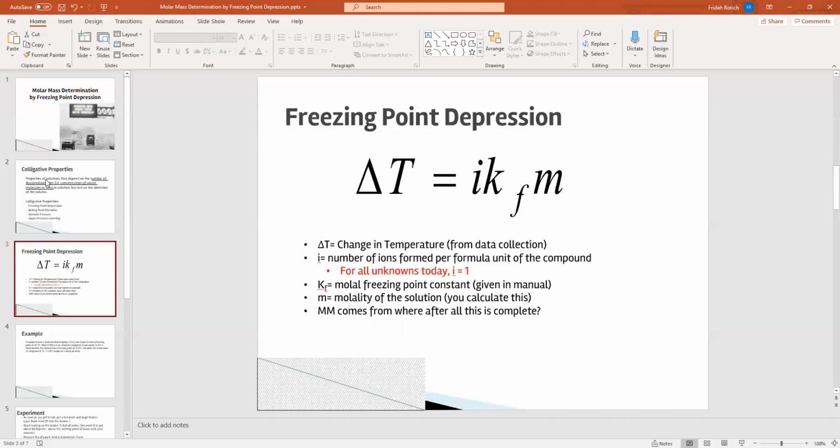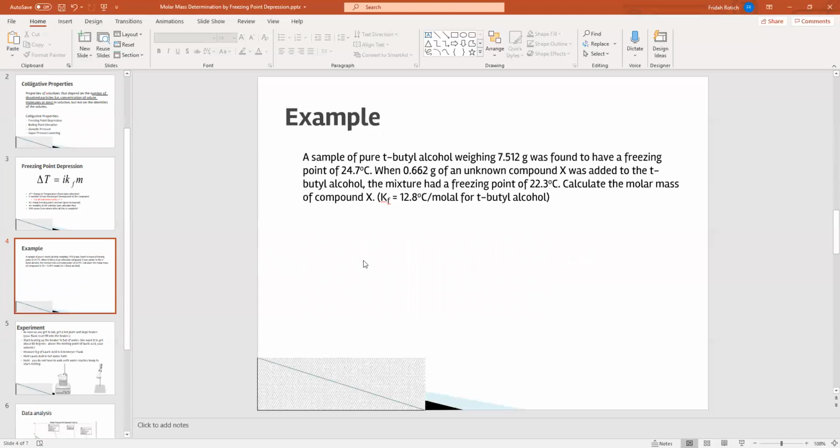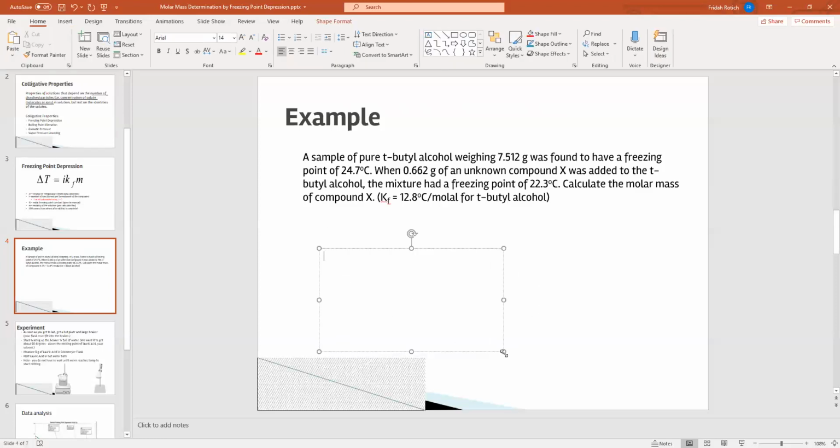And molality is defined as the number of moles of solute divided by the amount of solvent in kilograms. So the units of solvent need to be in kilograms. Don't worry about this. We'll walk through an example just to show you how to get to the molecular mass starting at just the change in temperature and the molar freezing point constant. So let's walk through this example together. And I'm just going to insert this text box so that I have a place to write. Okay, just expand this and post this up here.